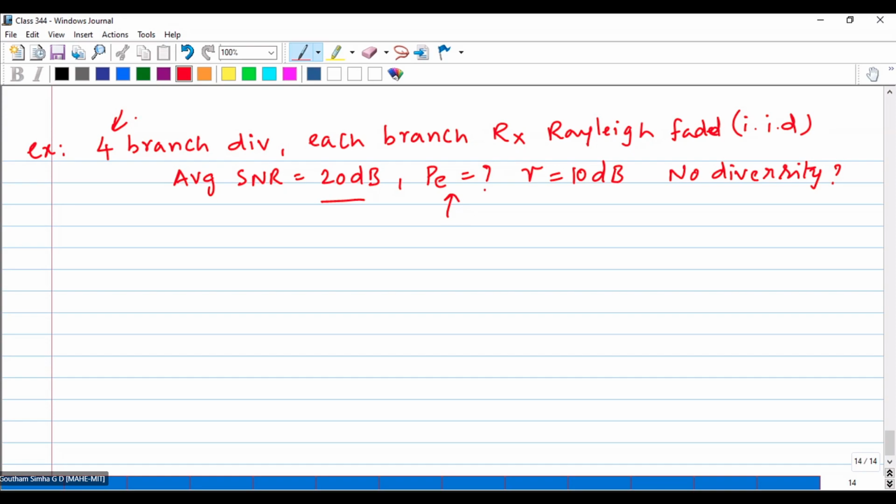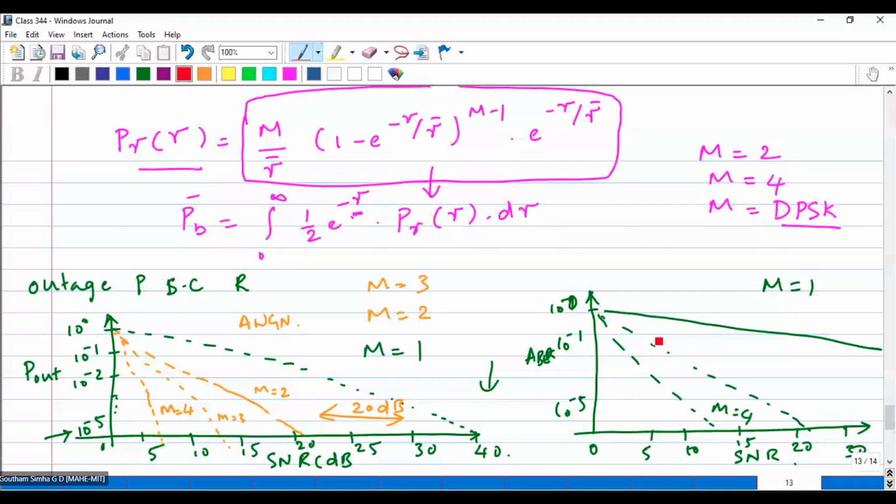What is it asking? Without diversity, what is happening? With diversity, what is happening? Now that's what I told you. M is equal to 1, what is happening? Why do I have to believe you? It's a fairly logical question. If you say M is equal to 4, you are saying you can reduce the bit error rate.